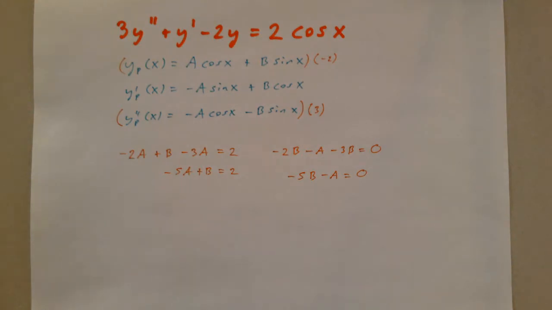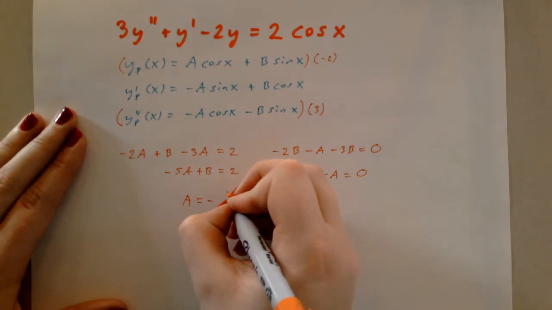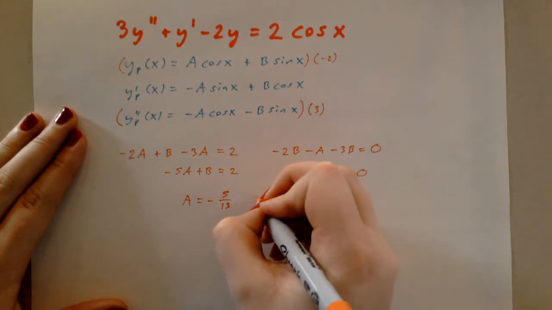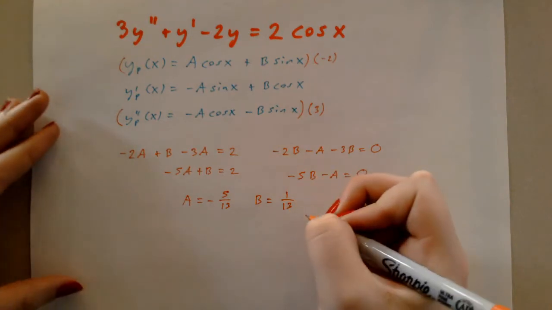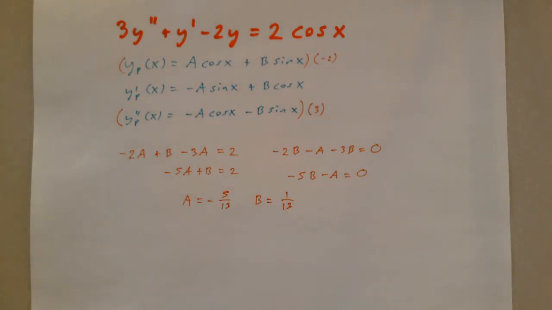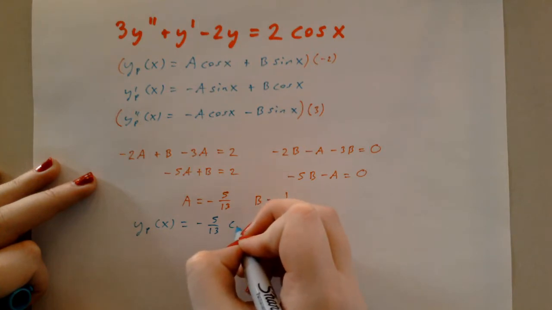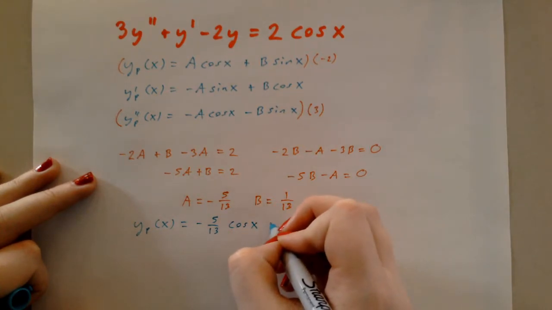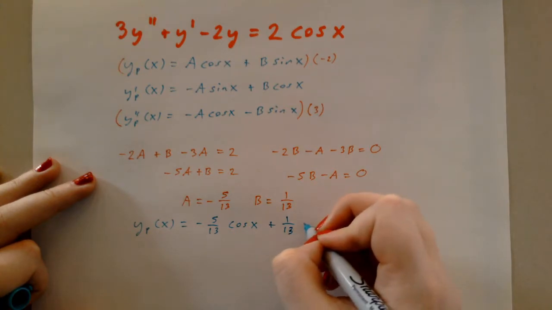I'm not going to walk you through the algebra of this, but a turns out to be negative 5 over 13, and b comes out to 1 over 13. Now that we know the values of a and b, we can go ahead and write the final form of our particular solution. So plug in: a is negative 5 over 13 times the cosine of x plus 1 over 13 times the sine of x.